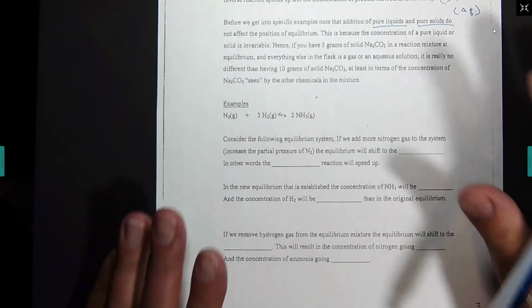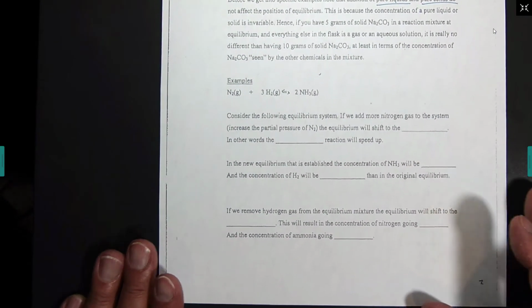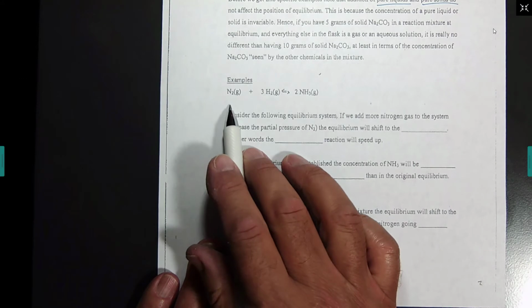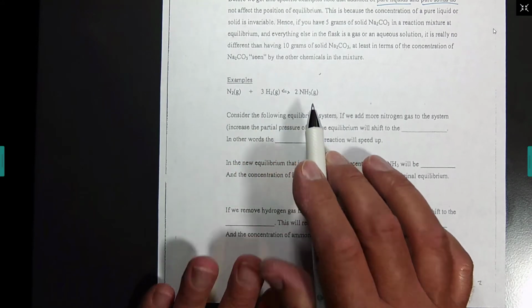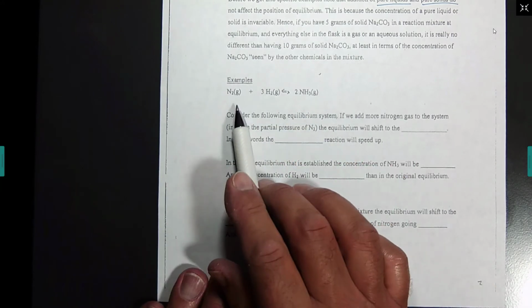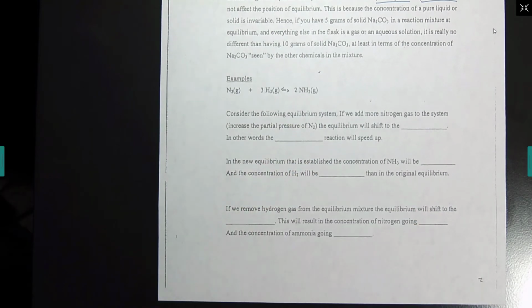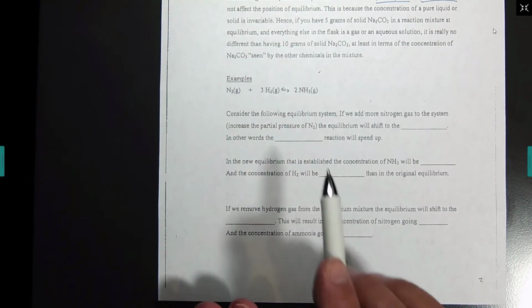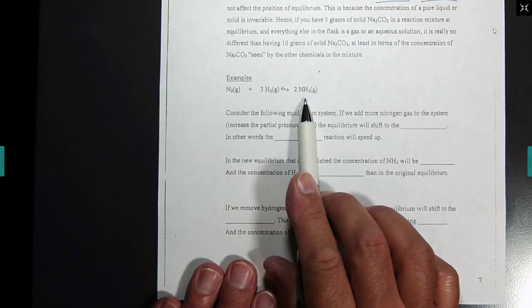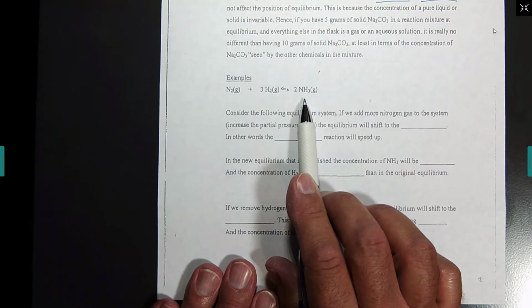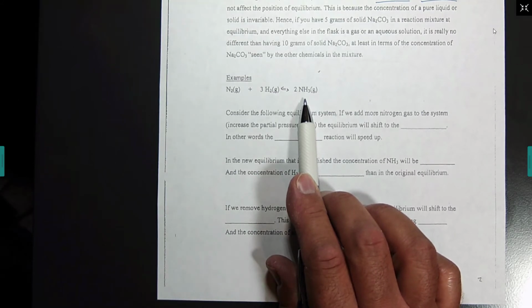Quick examples here. Applying Le Chatelier's principle, this reaction here, a very famous reaction, I'll be honest with you. To me, this is boring old industrial chemistry. This is the reaction that's used to produce ammonia, NH3. Pretty cheap stuff, ammonia. Might not be the most interesting reaction in the world. At least I never thought so, and then I learned a little bit more about it.